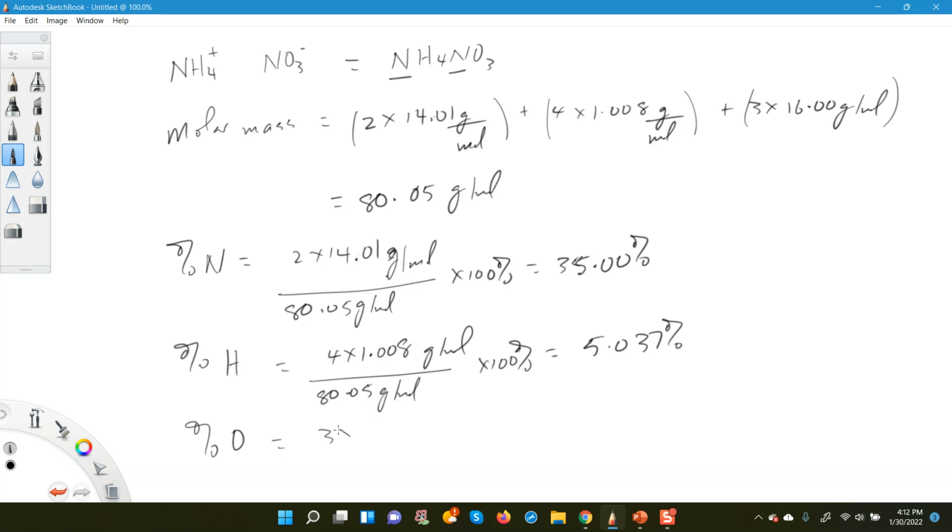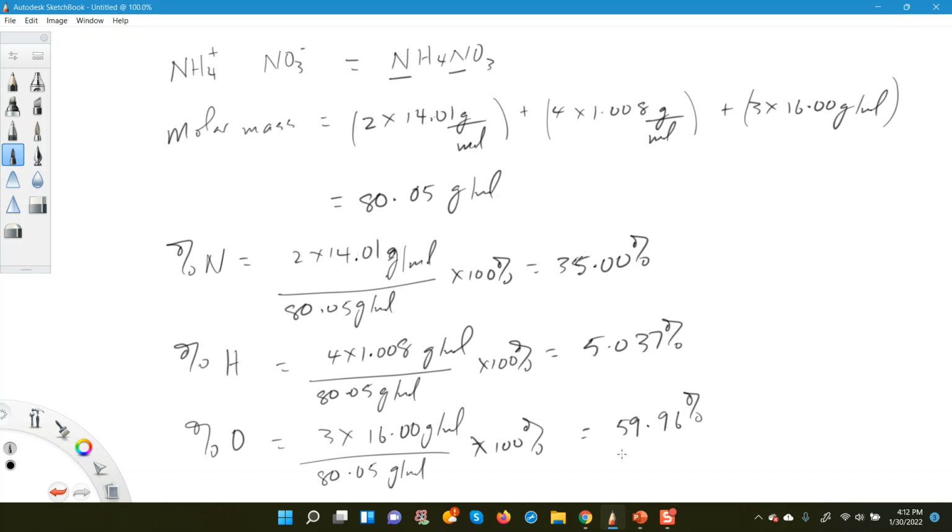And then finally, in the case of oxygen, that will be equal to 3 times 16.00 grams per mole divided by 80.05 grams per mole times 100%. So that's 48.00 divided by 80.05 times 100. And in this case, the answer works out to be 59.96%. All right.